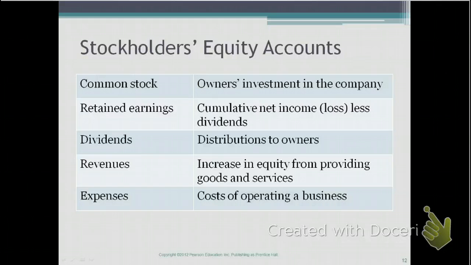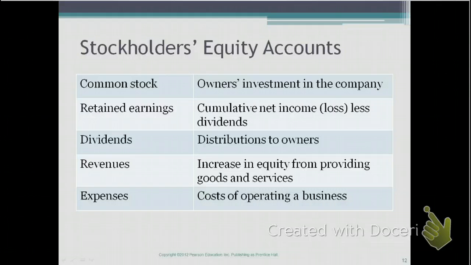Common stock account contains the owner's investment in the company. Retained earnings account has all the cumulative net income and losses less the dividends paid out. Dividends has whatever was distributed to owners.